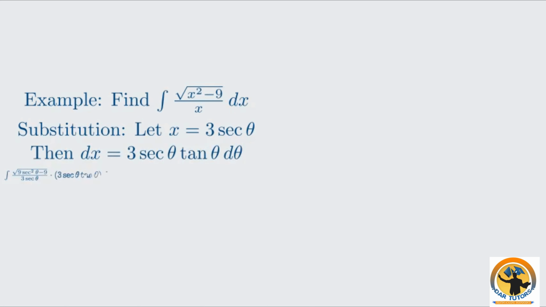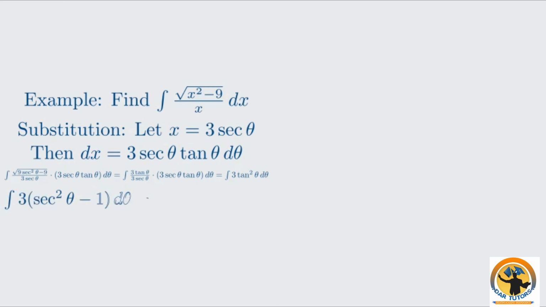Now we substitute everything into the integral. The square root becomes 3 tangent theta. The x in the denominator is 3 secant theta. And dx is 3 secant theta tangent theta d theta. After canceling terms, we are left with the integral of 3 tangent squared theta d theta.